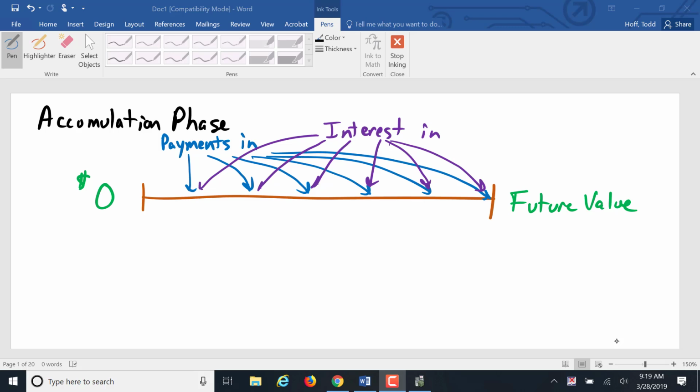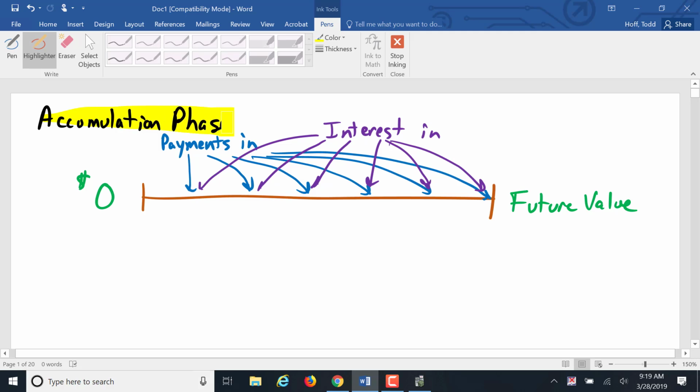So we've been talking about annuities, and what we've talked about so far is that accumulation phase of the annuity. In the accumulation phase, in our timeline, we start with a zero balance. Through the time of that annuity, at regular periods, we make payments into the annuity. And at those same regular periods, interest is accumulated and added into the balance of that annuity to get to the end of the timeline where we have some large future value, hopefully.